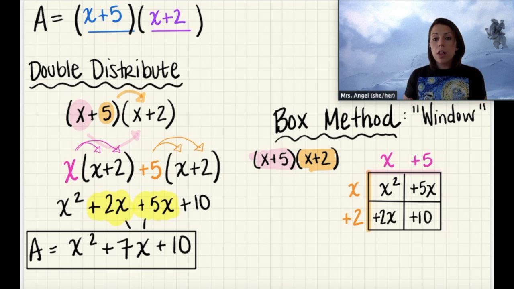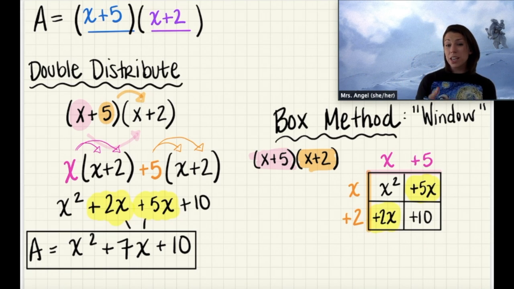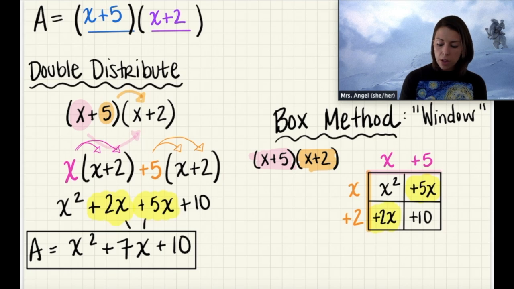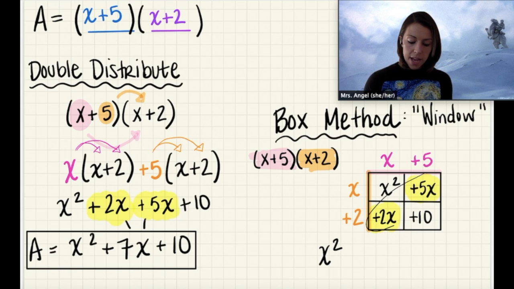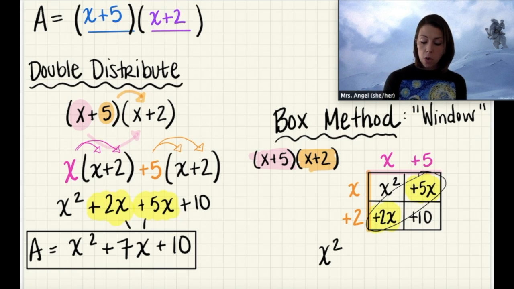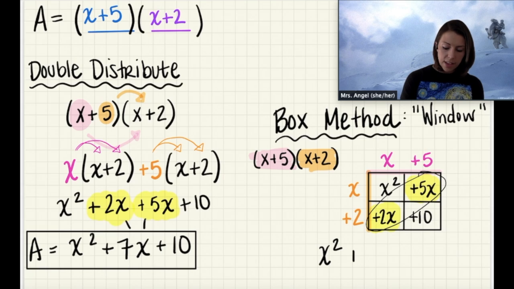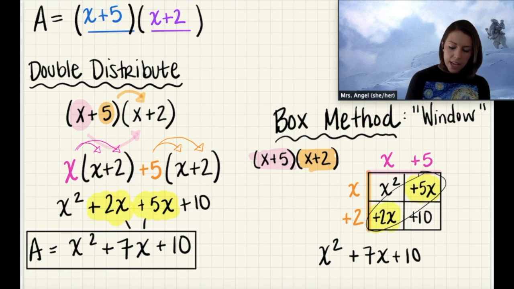So now we need to pull all these terms out of the window. And while we do that, I like to look for like terms. You might notice that positive 5x and that positive 2x. When I pull those out of the window, I'm going to combine those. So here we go. Let's pull everything out of the window. The first term I see is the x squared. Then I'm going to combine this 5x and 2x, which we know makes 7x. And then the final part in the window is the plus 10. And that's the expression for our area.